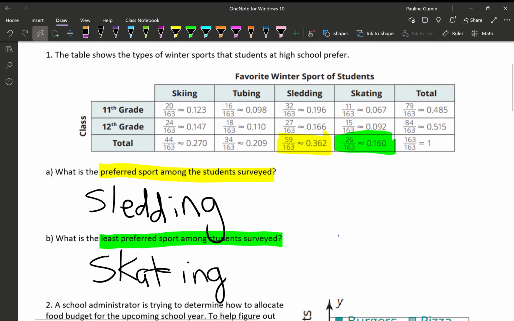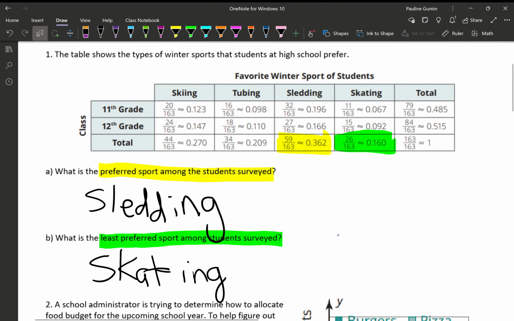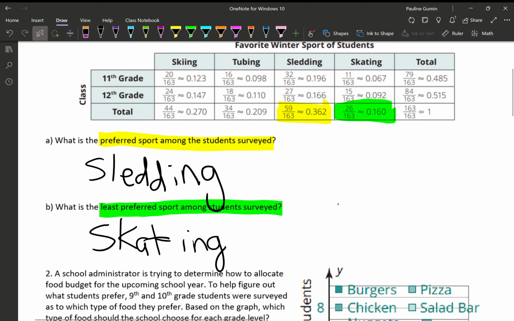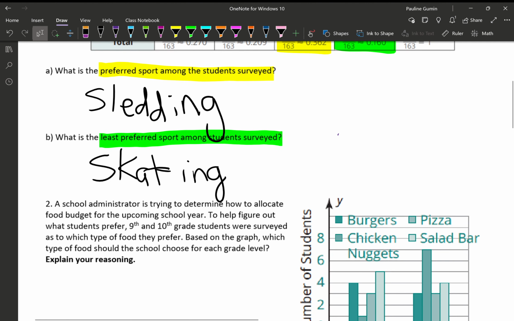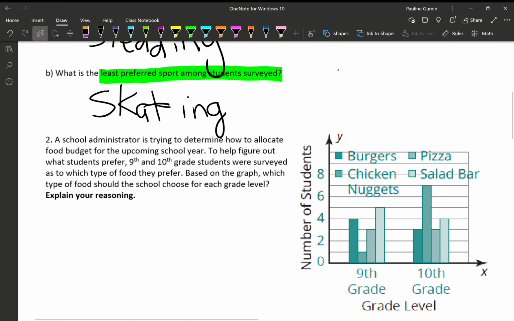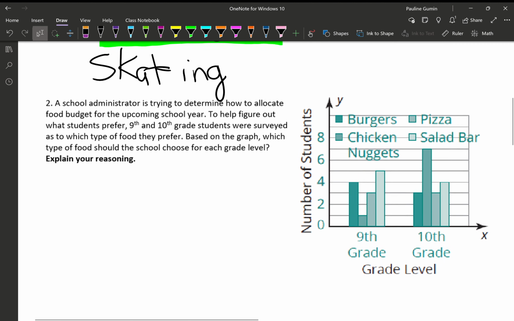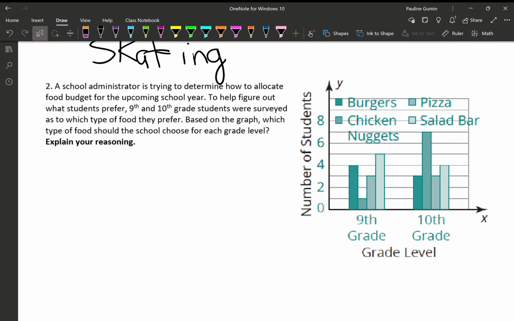Okay, so this is some classic drawing conclusions. We've done this in previous sections. Now let's look at a side-by-side bar graph this time, and let's decide on the answer to whatever question we have. A school administrator is trying to determine how to allocate the food budget for the upcoming school year, meaning how they are going to spend that money. To help figure out what students prefer, 9th and 10th graders were surveyed as to which type of food they prefer. Based on this graph, which type of food should the school choose for each grade level?